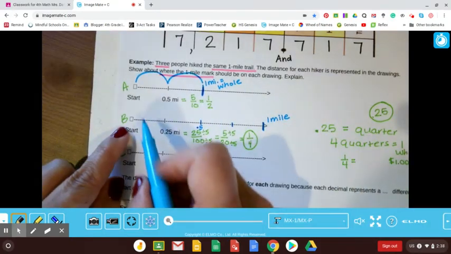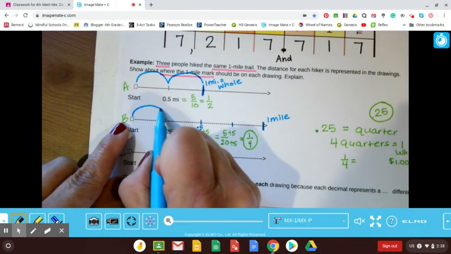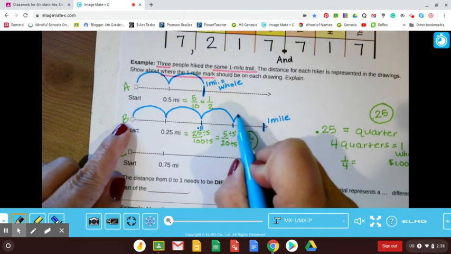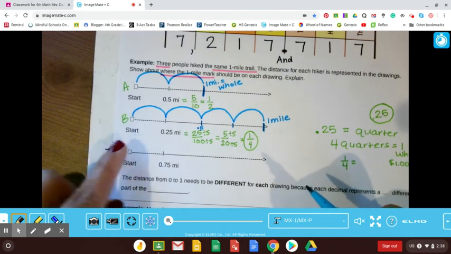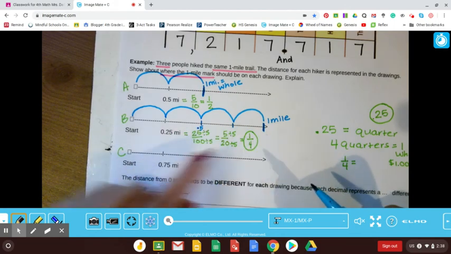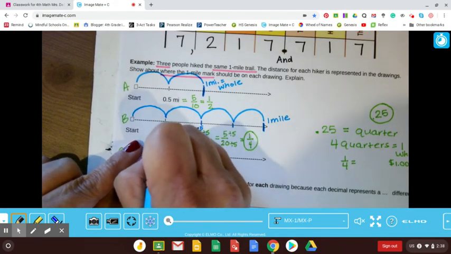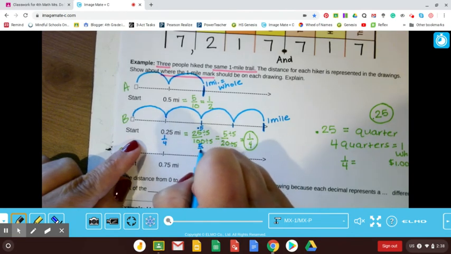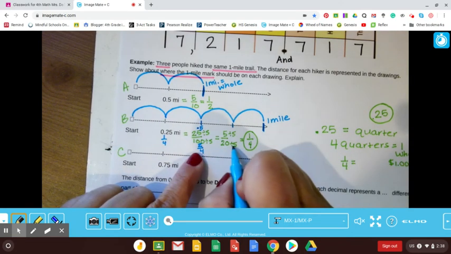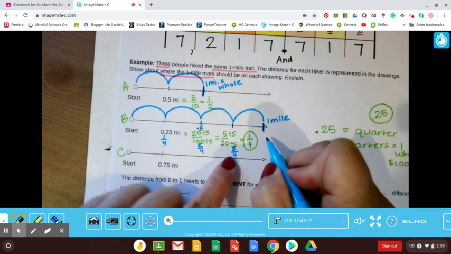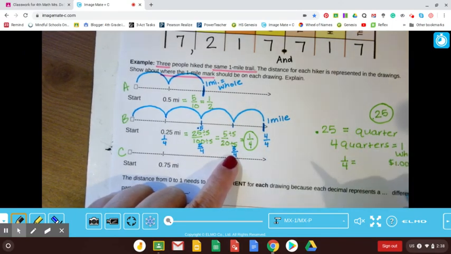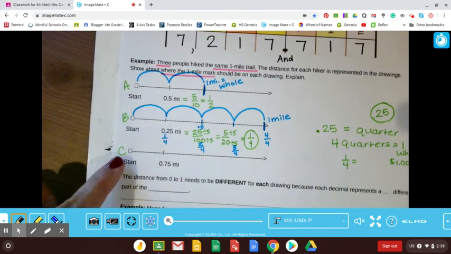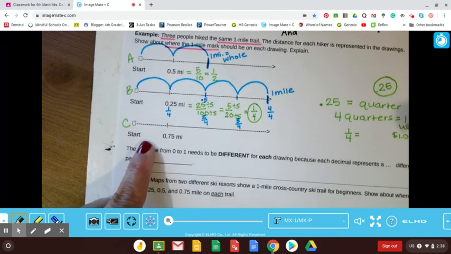Right? And let's take a look at that and see if that makes sense. If we count our leaps, we have 1, 2, 3, 4. And that's exactly what we've divided our number line into, right? We have 1/4, we have 2/4, or 1/2, we have 3/4, and then we have 4/4. Good job. All right, that was tough. But now let's take a look at our third hiker.